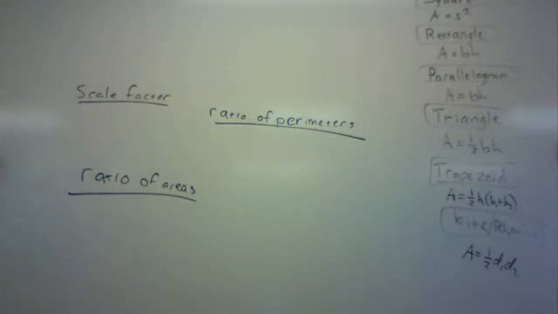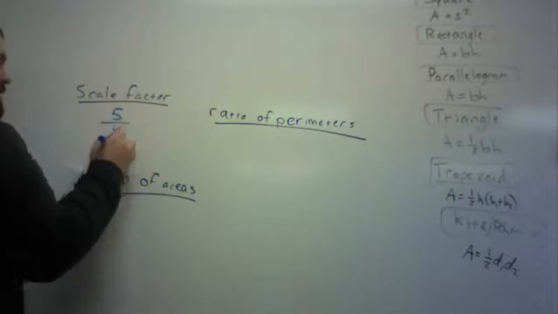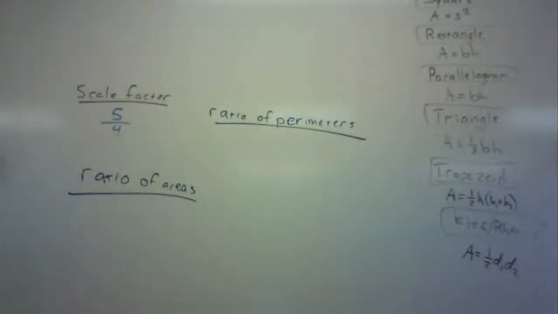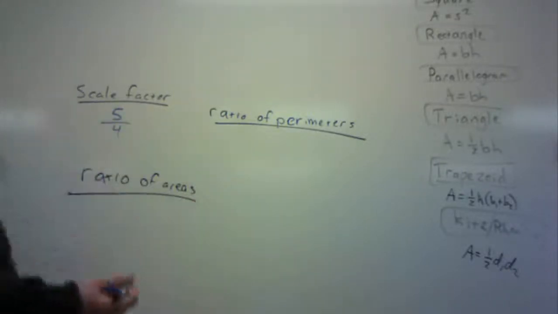Two corresponding sides. Well, that's not areas. That's not perimeters. That must be the scale factor. And yeah, it is. 5 to 4. What is the ratio of perimeters and what is the ratio of areas? Well, this is a length, this is a length, so they have to have the same ratio.